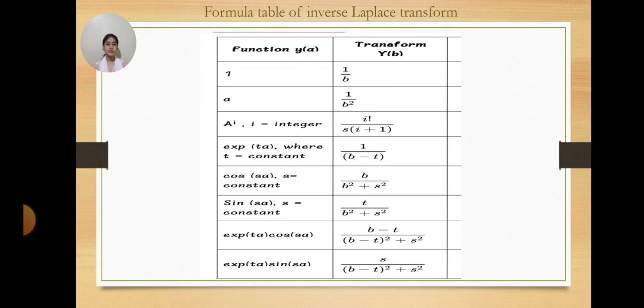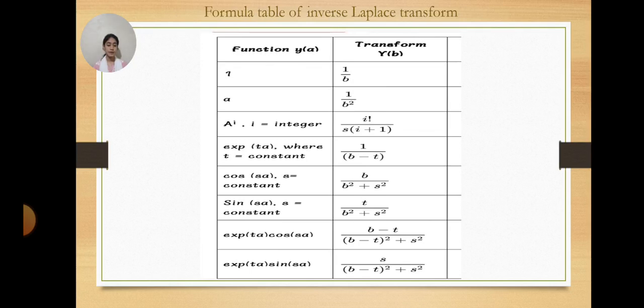Now, here is the formula table of inverse Laplace transform. If the function consists of 1, its transform becomes 1 divided by s. If t, its transform becomes 1 divided by s square. t power n, n factorial divided by s power n plus 1.